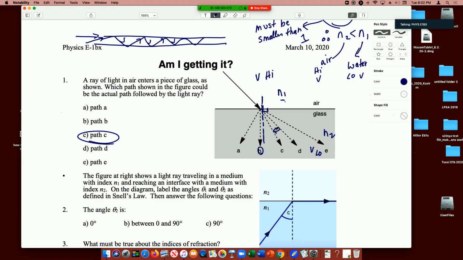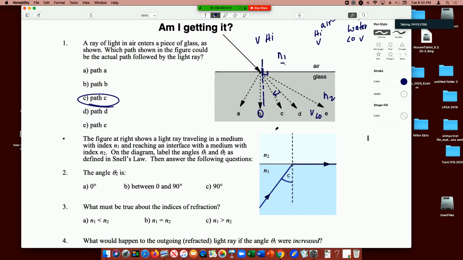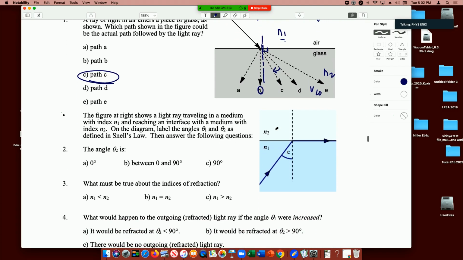So next one, the figure at right shows a light ray traveling in a medium with index N1 and reaching an interface with a medium of N2. On the diagram, label the angles and indices N1 and N2 as defined by Snell's law, then answer the following questions. Okay, so the angle theta 2 is what? 0, between 0 and 90, or 90? In this little picture, 90, right? This is clearly 90, so C.